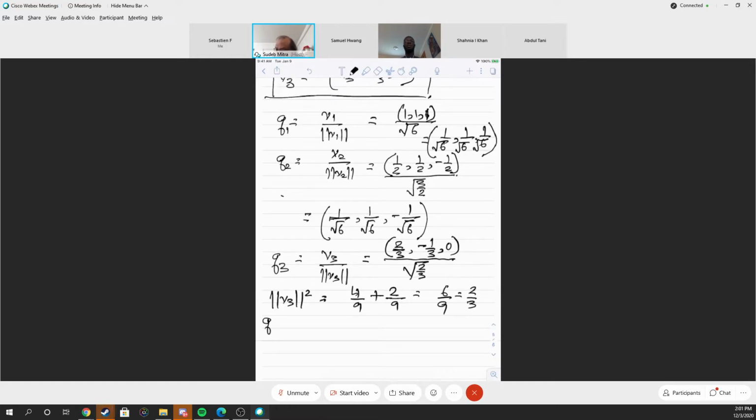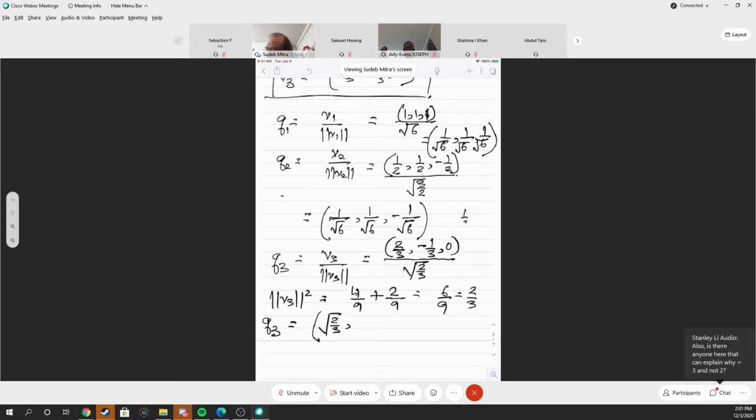So Q3 is square root of 2 by 3, minus 1/3 square root of 3 by square root of 2. So minus 1 over root 6, 0. Okay, that's the answer.